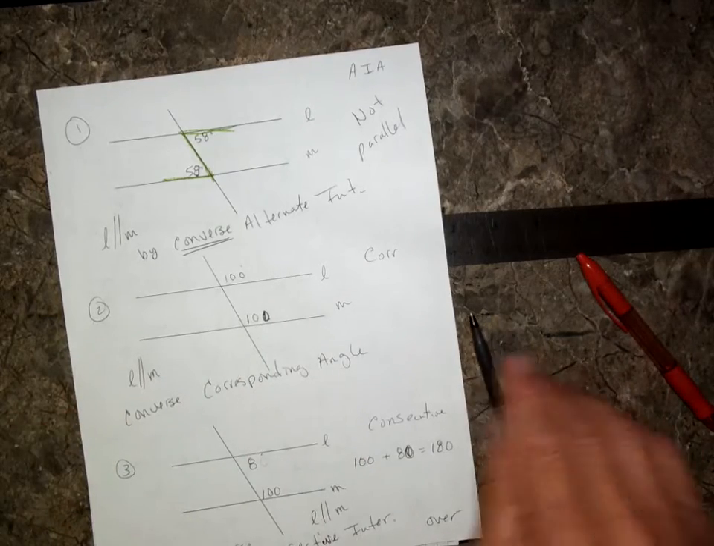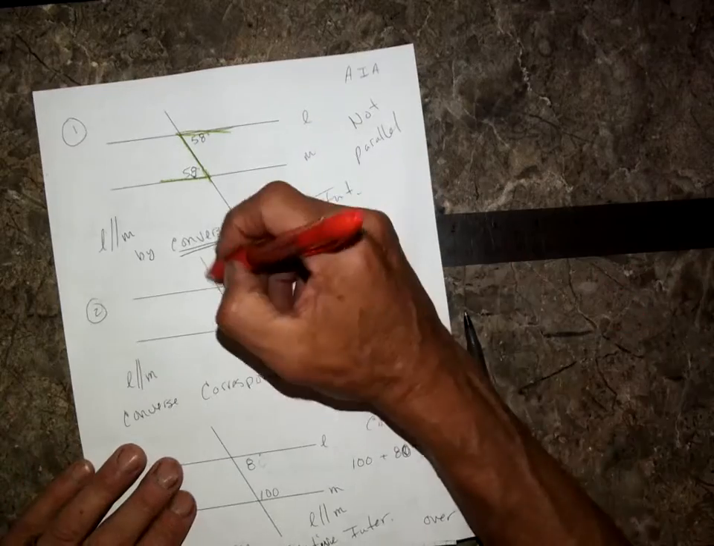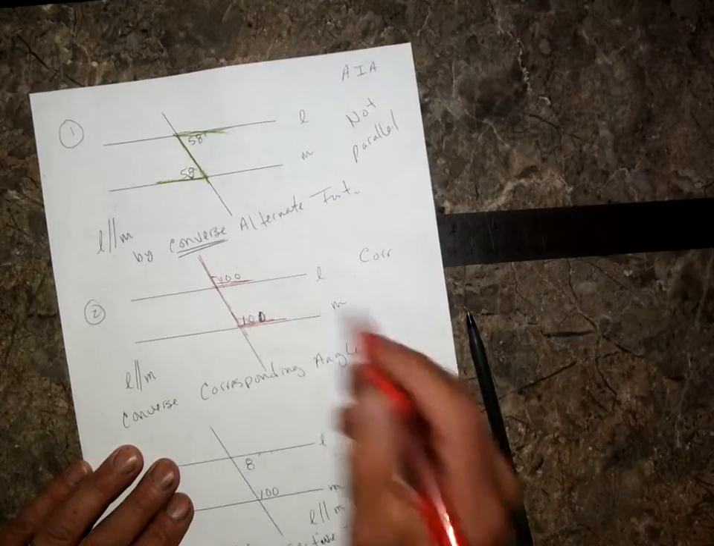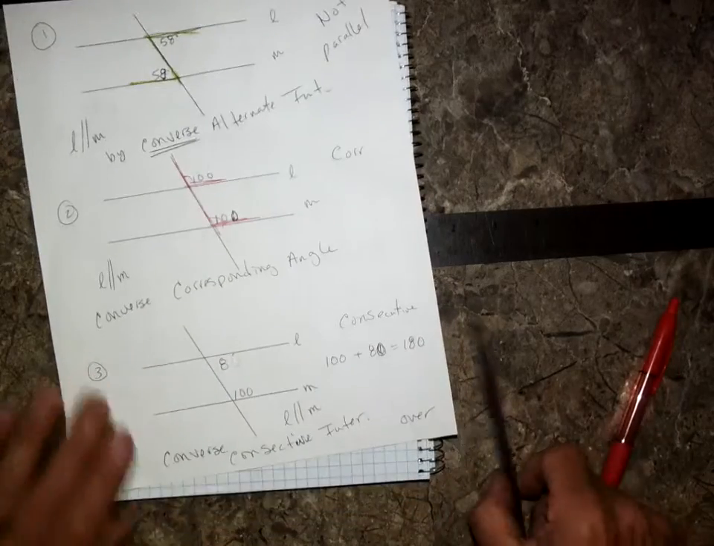Do you see the F? The corresponding angles make the F. So I'll draw the F for you here. See the F? If you get the F, then those are corresponding angles. Okay? Number 3.